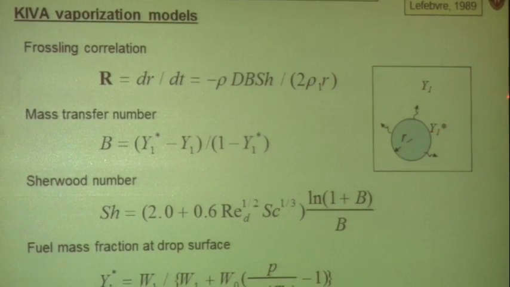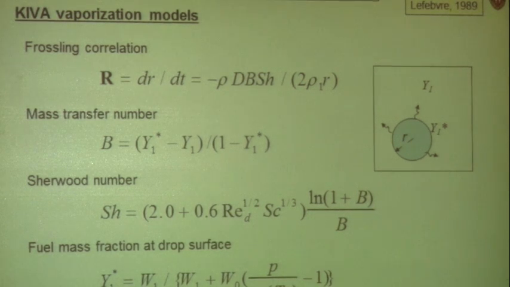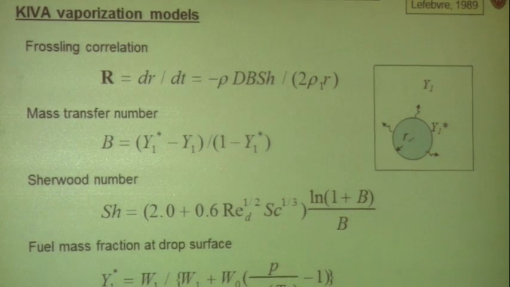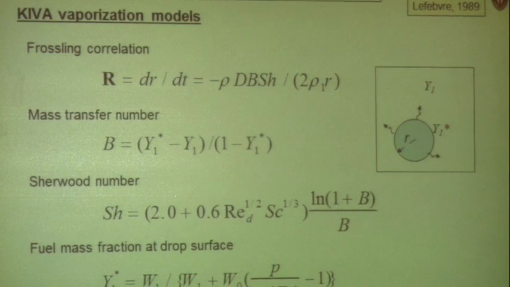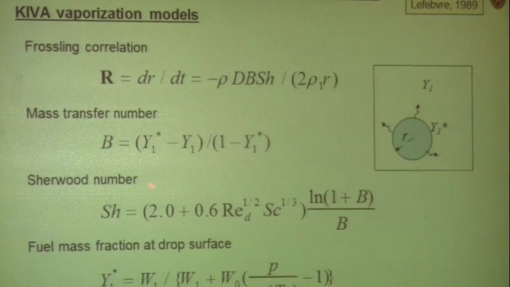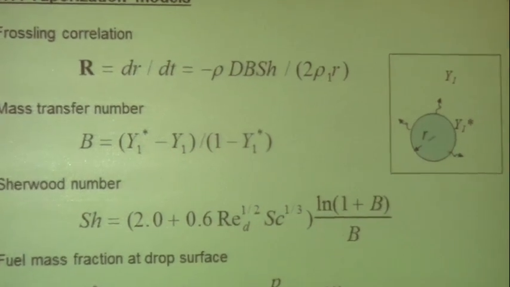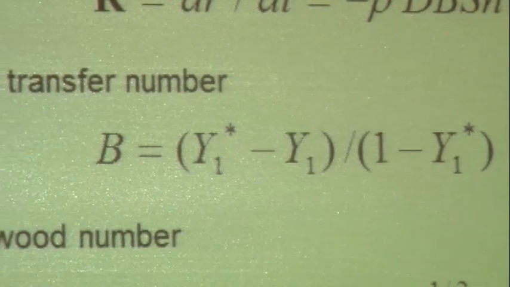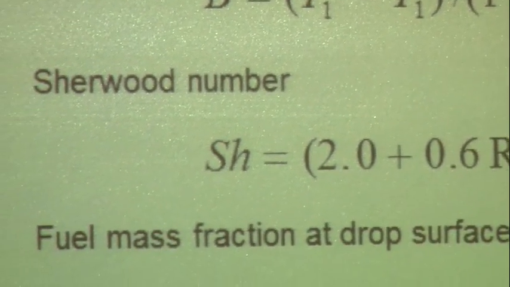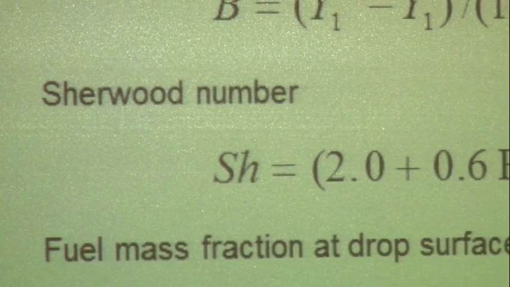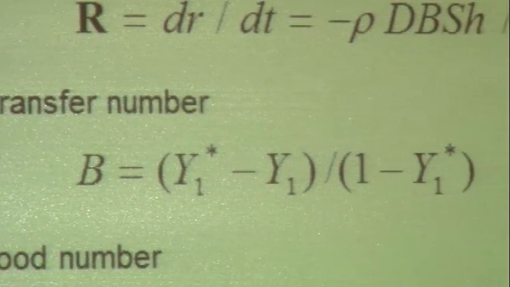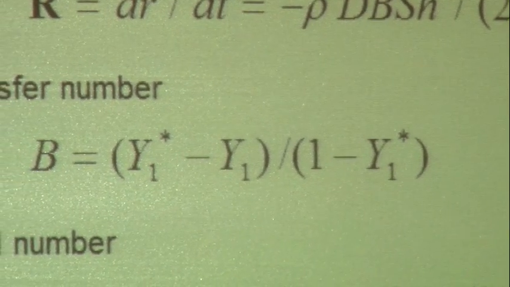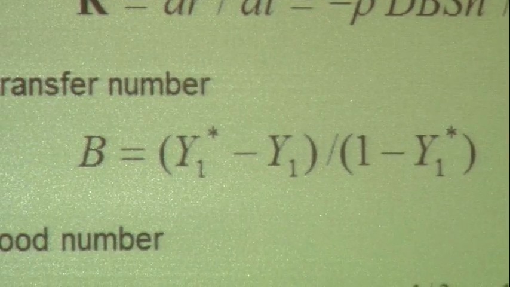So here's my droplet. It's in a computational cell. Droplet radius R here. The mass fraction of species 1, whatever that may be, one component of the fuel, for example, at the surface is Y1 star, and its mass fraction in the computational cell is just Y1. The difference between those two is the driving force for vaporization, and this is Spalding's mass transfer number that appears in the equation for the rate of change of radius of the droplet that we discussed earlier. Other parameters are the diffusivity. In this case, this would be the laminar diffusivity for diffusing mass away from the droplet, and the Sherwood number.